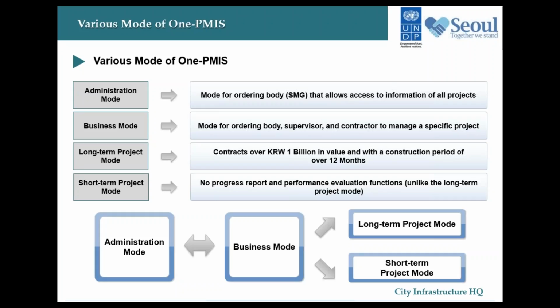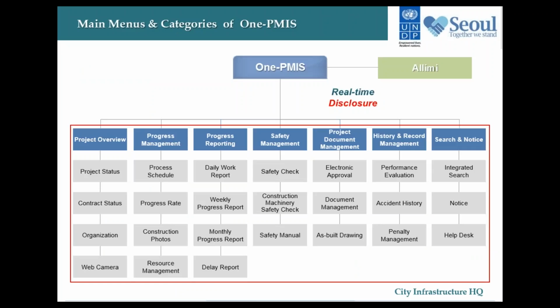Now, next, this chart basically shows all the key representative menus and categories. For the purpose of sharing the clean construction system internationally, please note that the Seoul government and the UNDP Seoul Policy Center have simplified the PMIS structure. So this does not represent the entirety of the actual system, but for the purpose of today's presentation, we are going to be explaining 7 main categories and 24 menus in total.